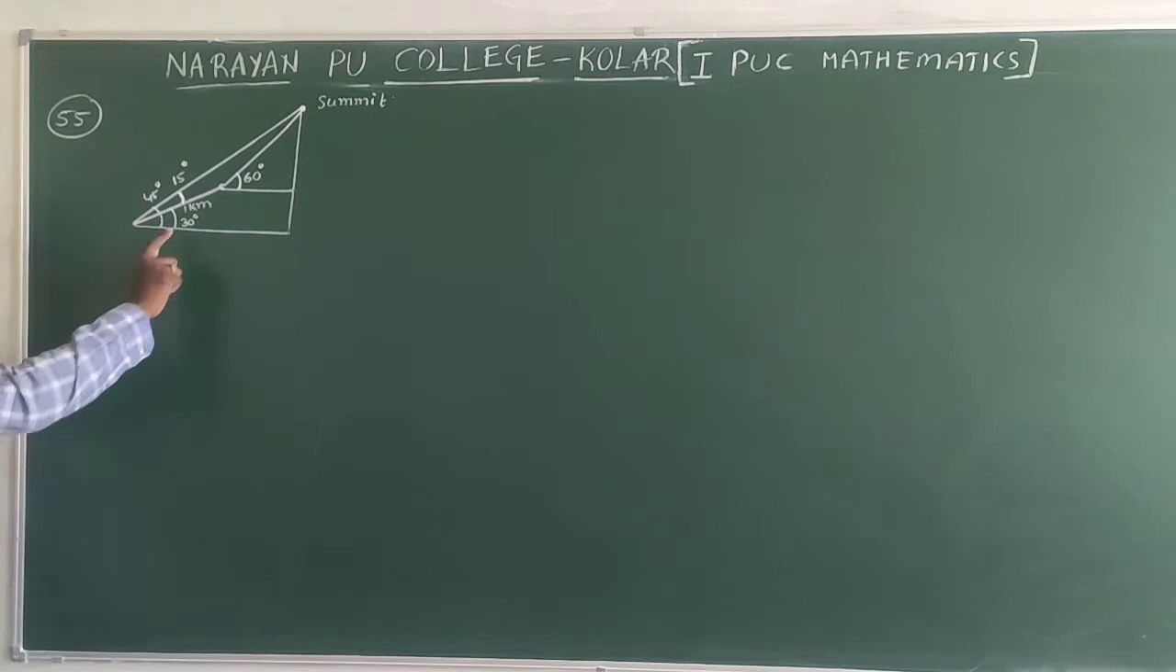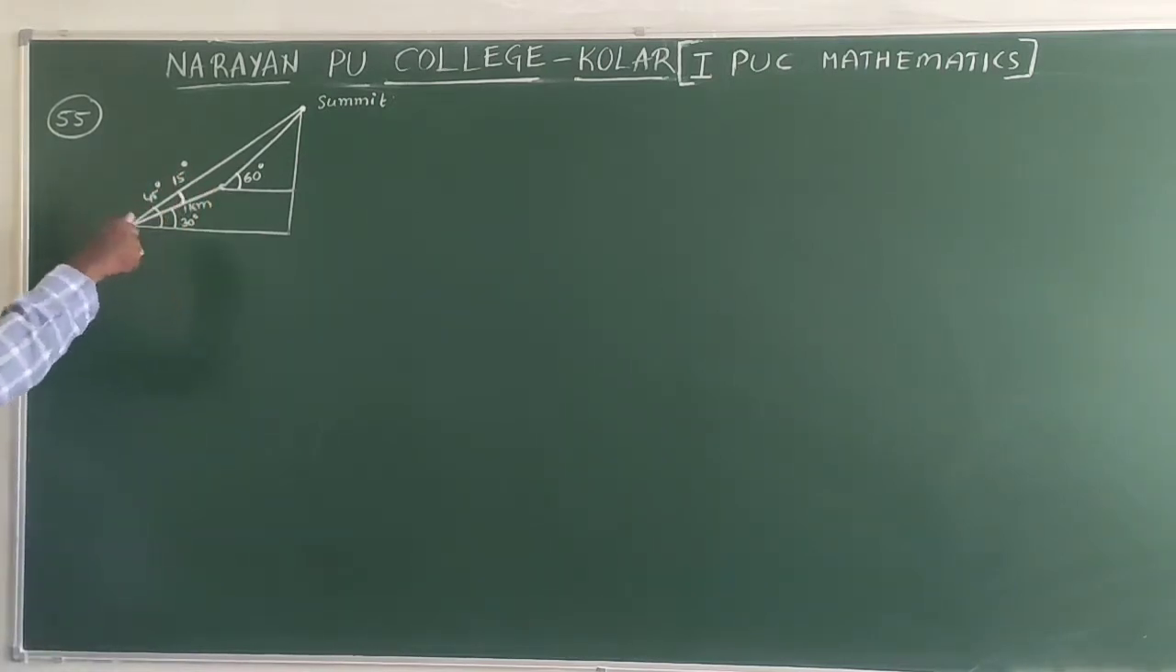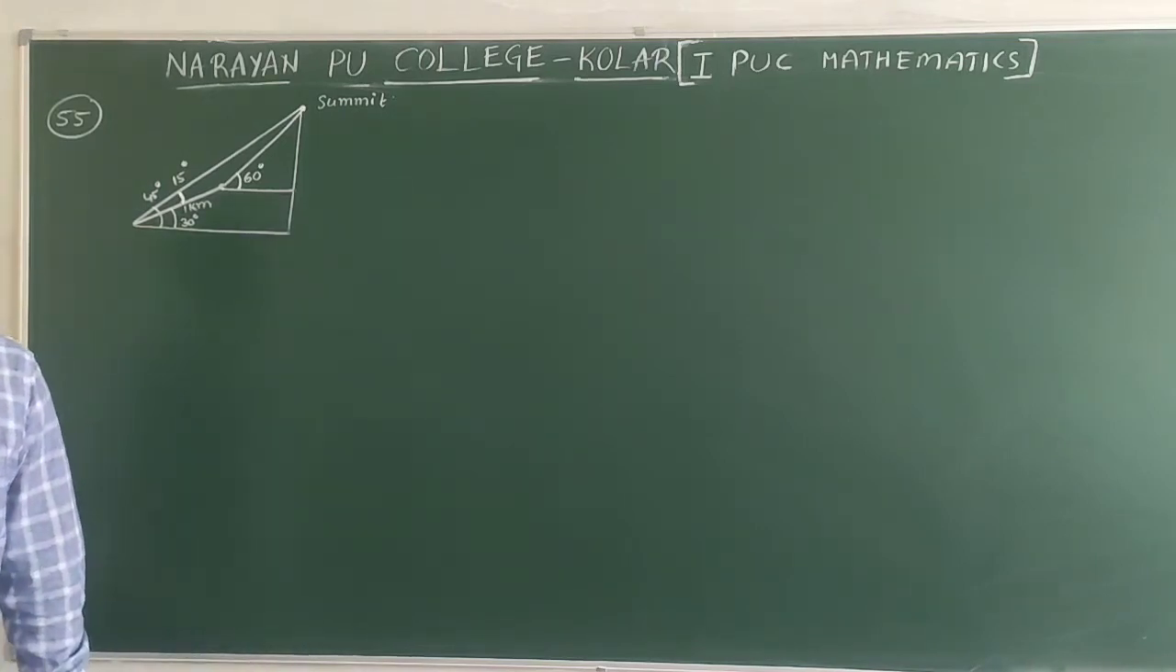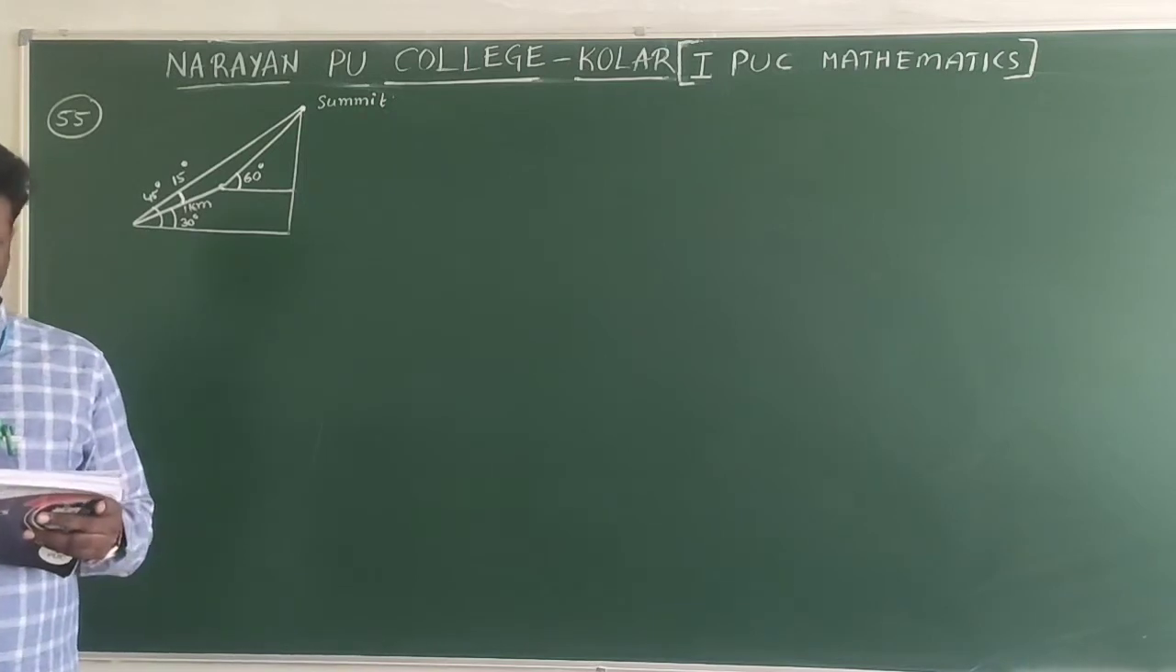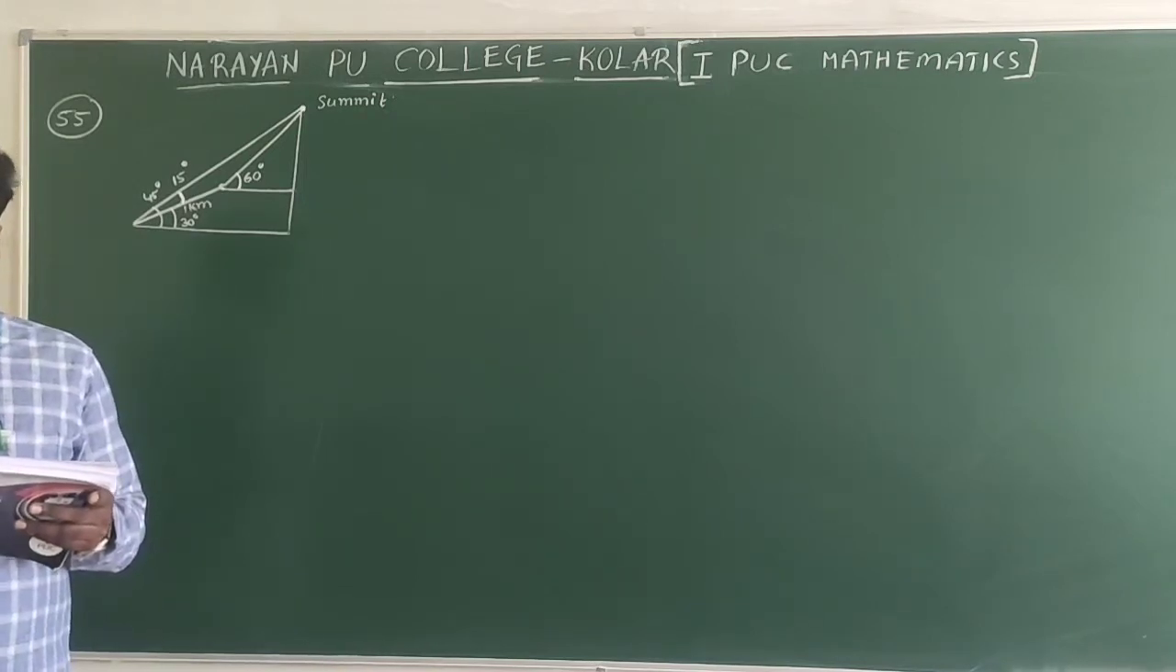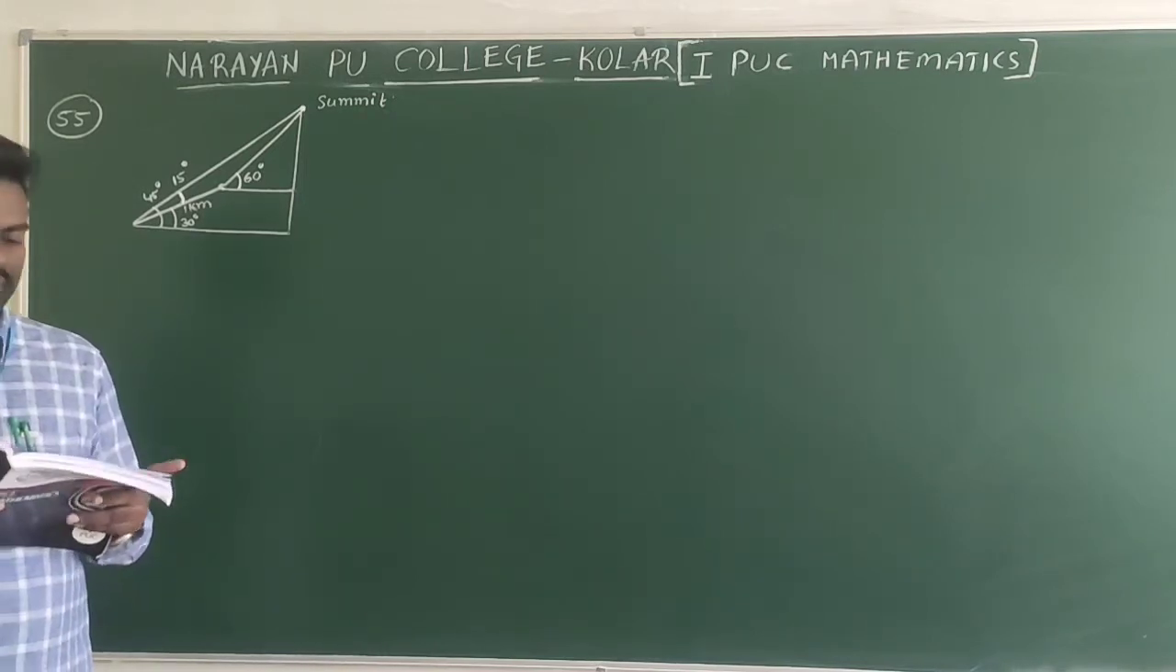Don't confuse, this is not elevation, this is the slope of inclination. Slope of inclination means the angle the line makes with the base. Base is nothing but the x-axis. Actually, this concept we will get in the straight lines chapter. Okay. Next, we need to find the height of the mountain.